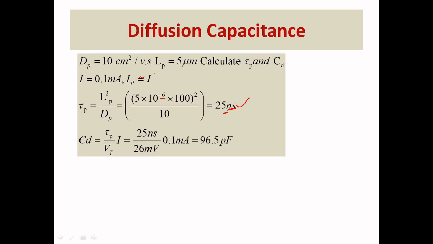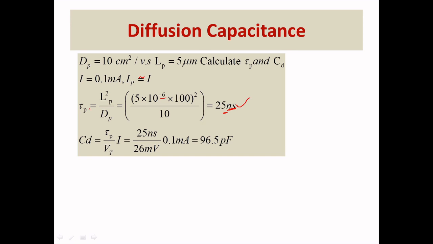Next problem: we will discuss diffusion capacitance. The values are given here: Dp and Lp. You need to calculate tau p and the diffusion capacitance. The current is given as 0.1 milliamps and Ip equal to I, which you have to consider approximately as 1.